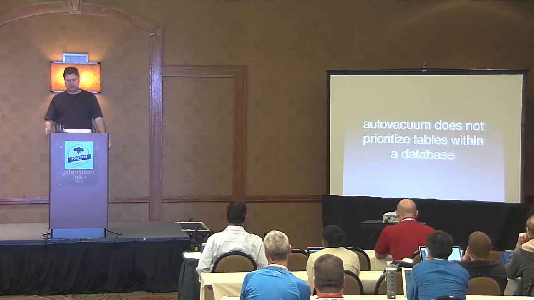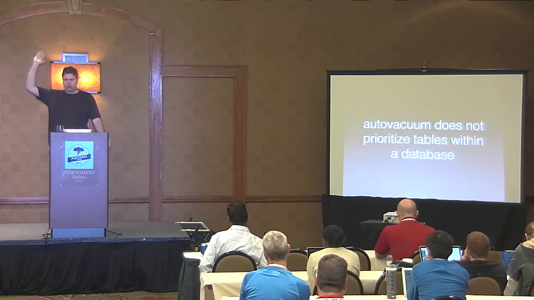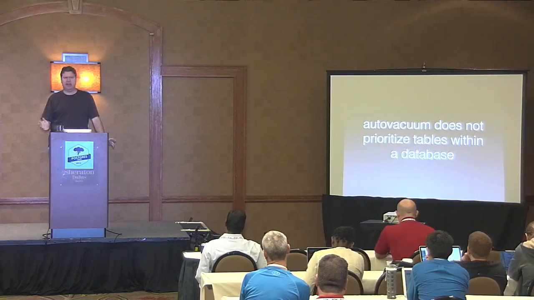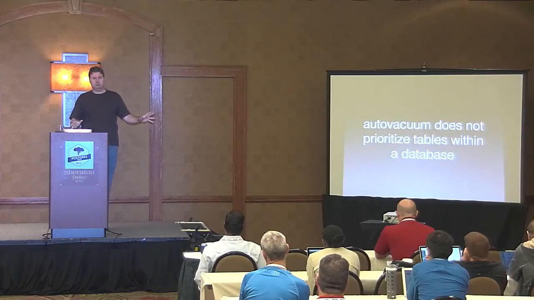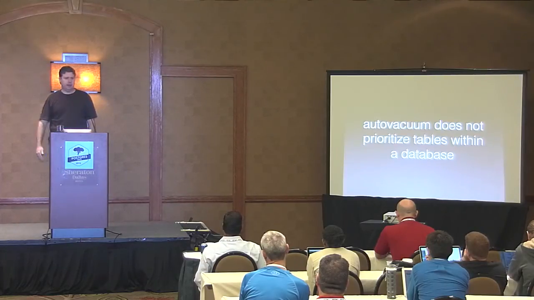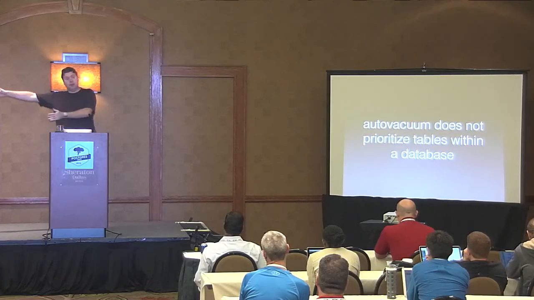Also, auto vacuum does not prioritize tables within a database. So whatever order it looks at them in, and I think it happens to be OID order, that's the order it's going to vacuum them in. So if you have a table that's in desperate need of vacuuming, it may end up at the end of the list of auto vacuum, and then if auto vacuum does something and the worker gets killed, well, guess what? That table's still at the end of the list.